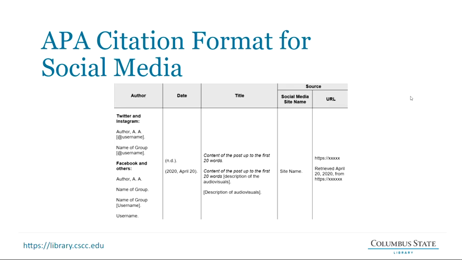If the post is by a group, then begin with the group name, then a space, then the username in square brackets, followed by a period. Next is the date, enclosed in parentheses, or N period D period if there is no date. The end parentheses is followed by a period. Next is the social media site name, followed by a period. Then the italicized contents of the post up to the first 20 words, followed by a period. The last piece of information needed is the URL with no period at the end.